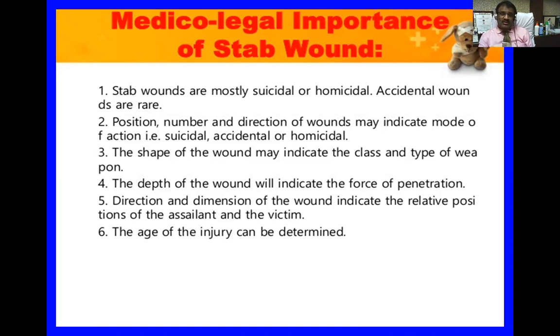So, how do suicidal stab wounds appear, how do accidental ones appear, and how do homicidal ones appear? They depend upon number, position, and direction. The shape of the wound may indicate the class and type of weapon. The depth of the wound will indicate the force of penetration. Direction and dimension of the wound indicate the relative position of the assailant and the victim. Assailant means marekari. Victim means the person who gets affected.